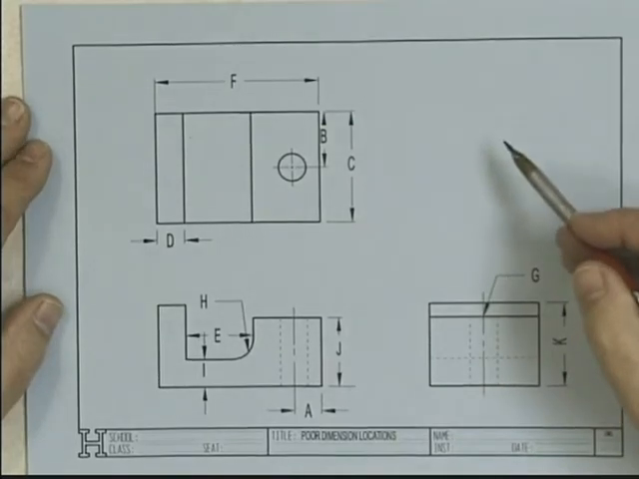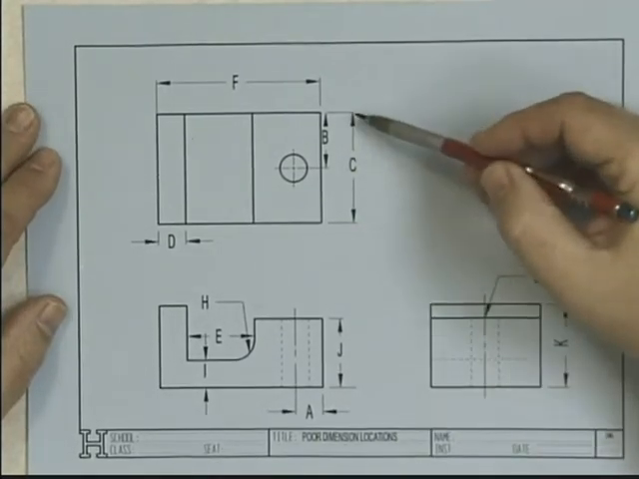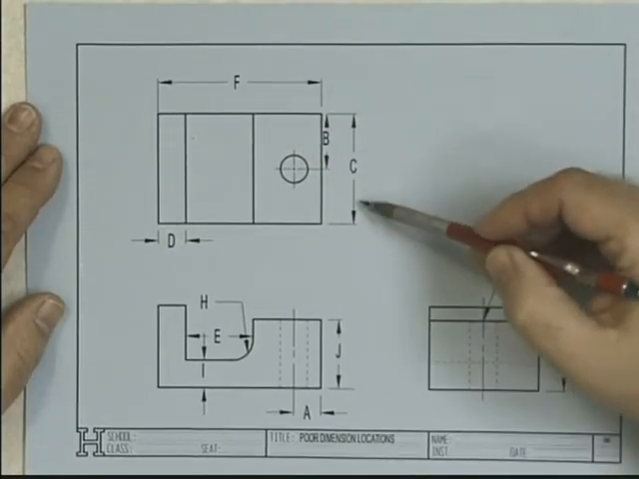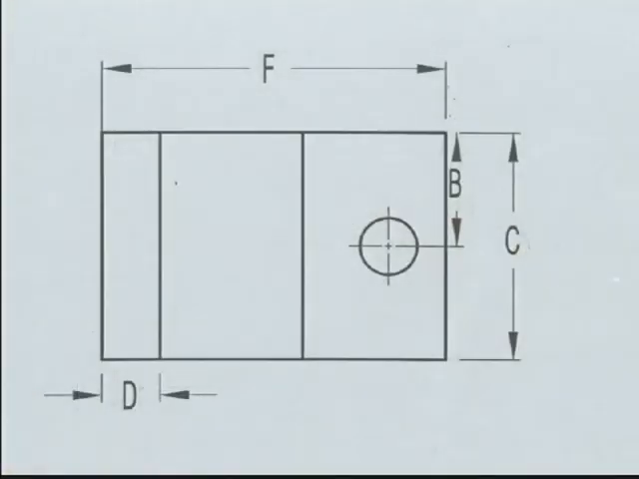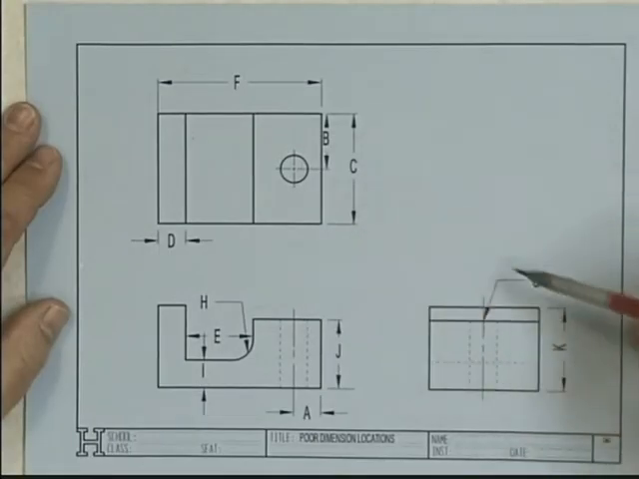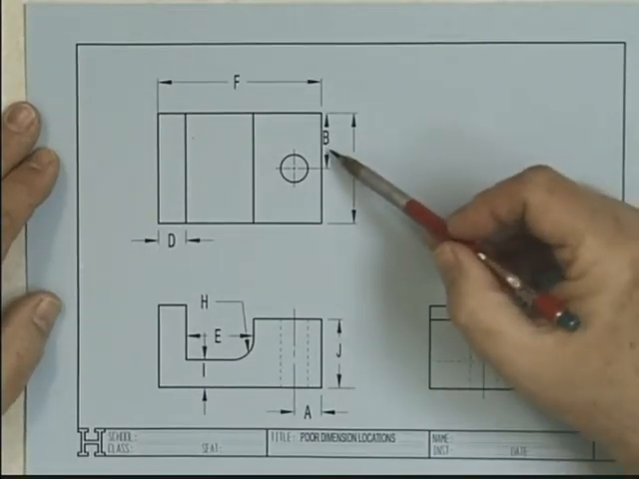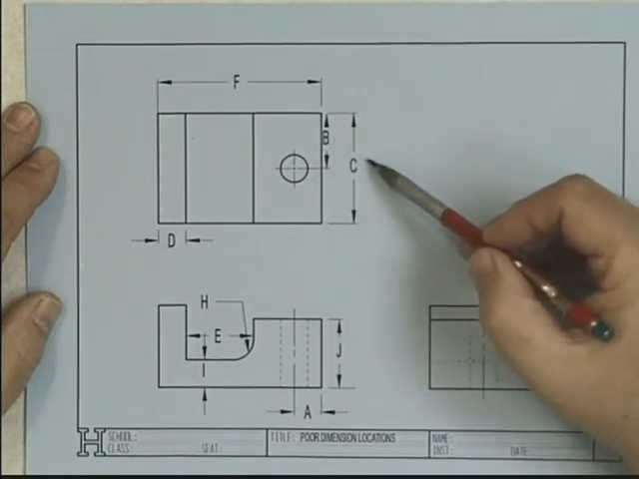How about dimension C? Dimensioning what? Depth of the object. It's okay to dimension depth in a top view? Sure. Is it okay to dimension it in the side view? Yeah. So we could choose. If the spacing here was enough to make room for B, then C would be okay.